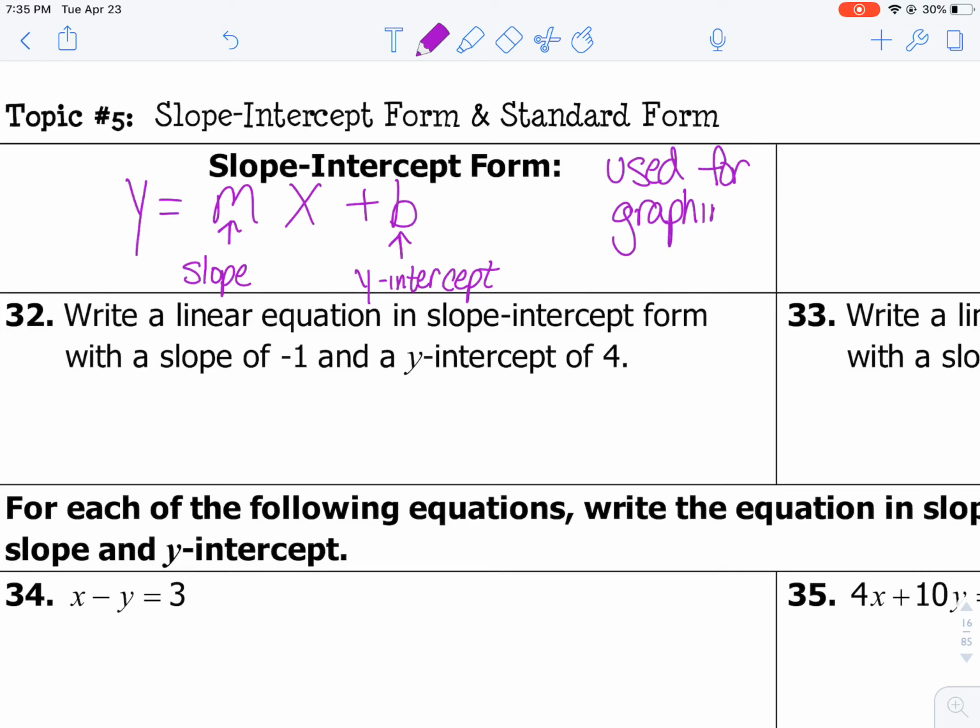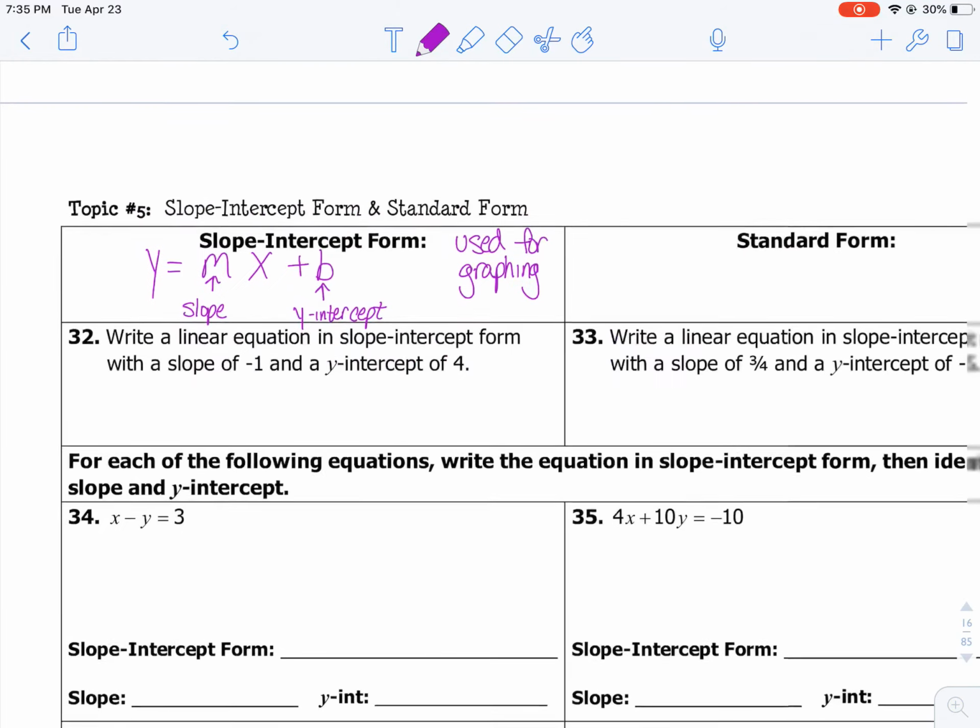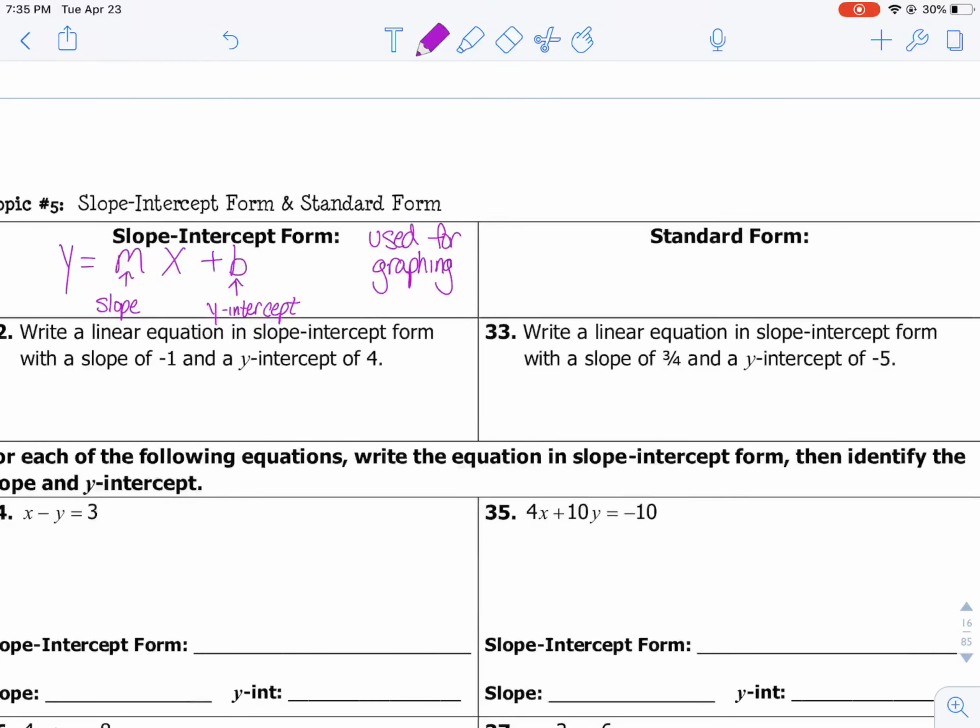In order to be able to graph something, which is going to come up later here, you have to be able to put them in slope-intercept form. Because a lot of times in algebra, they like to give us in standard form: some number attached to x plus some number attached to y equals c.